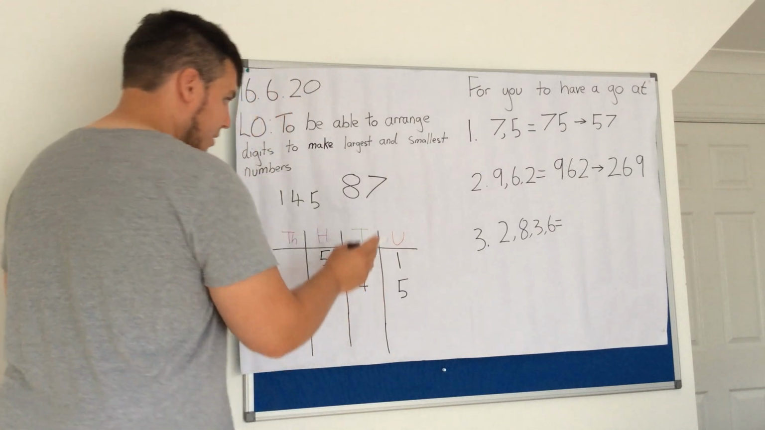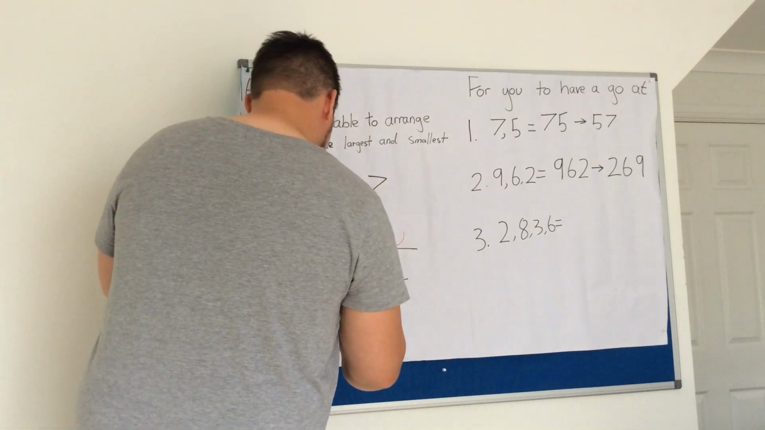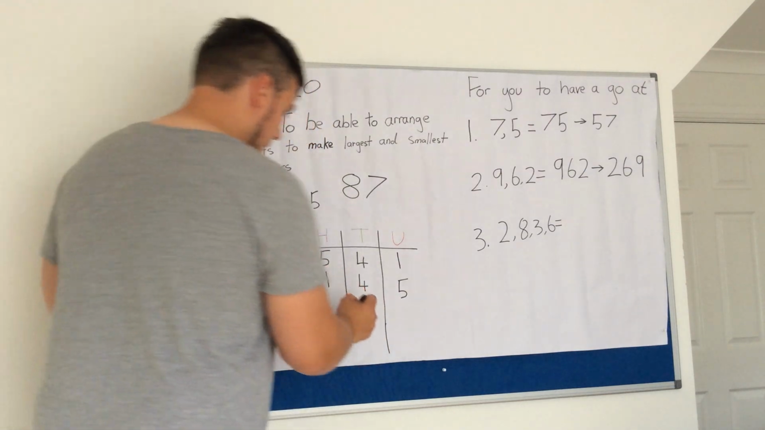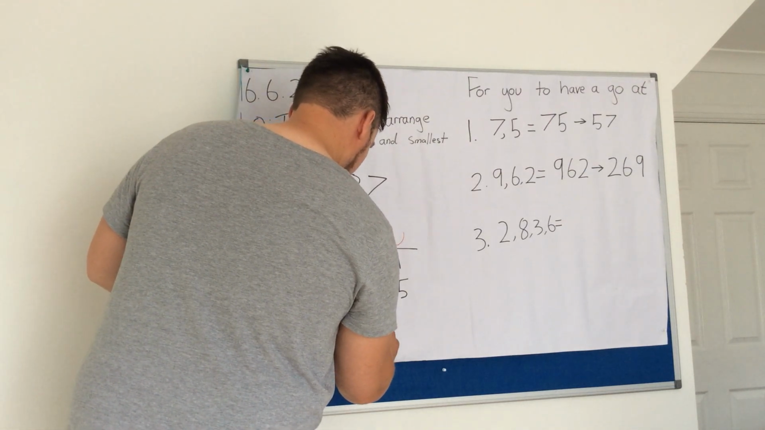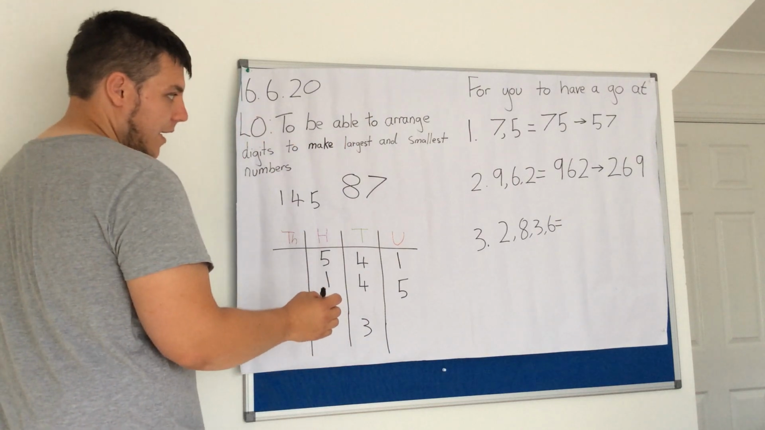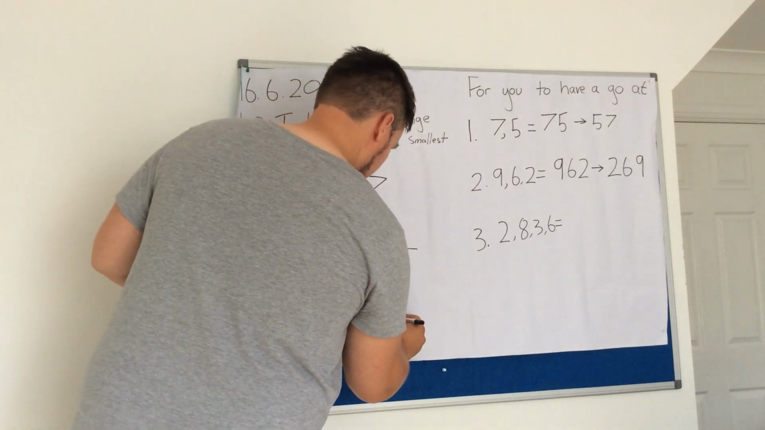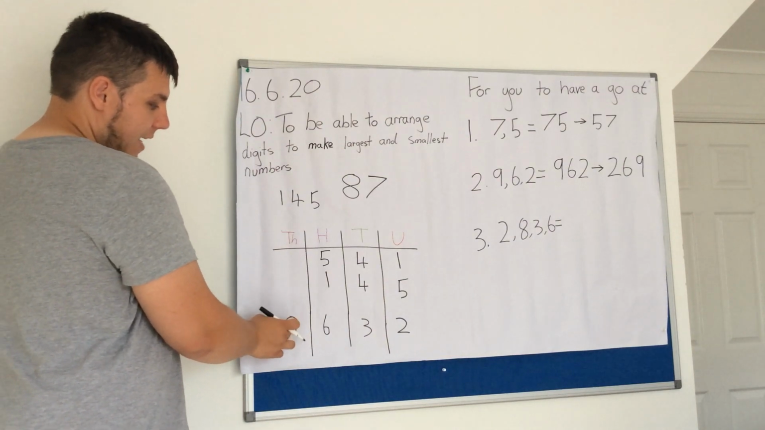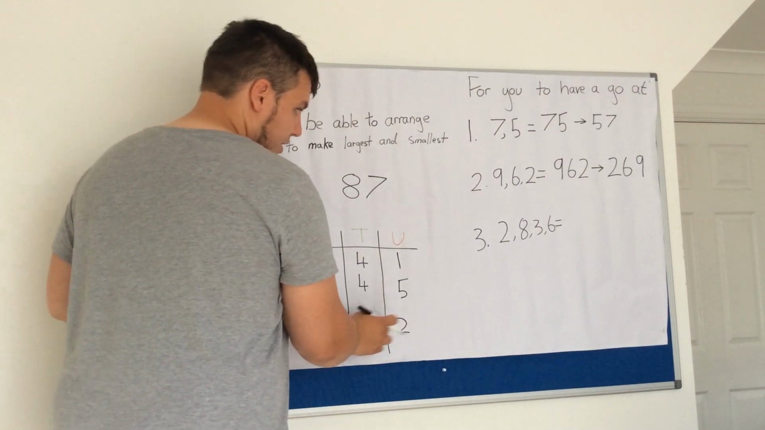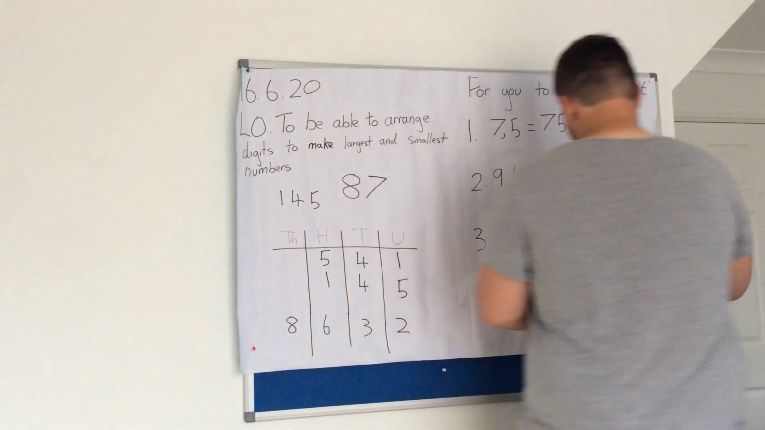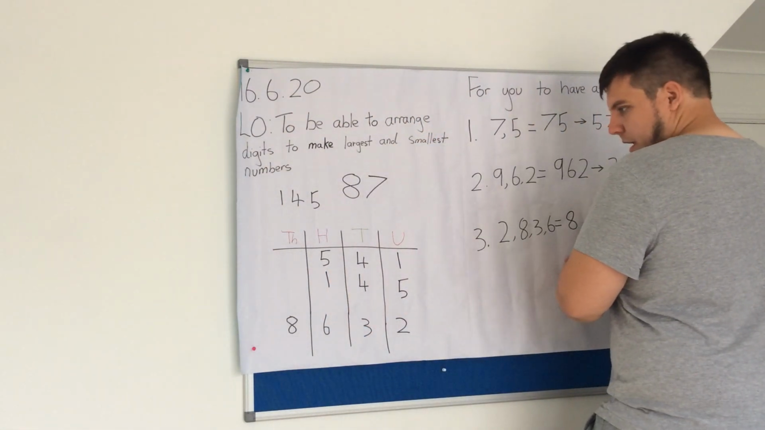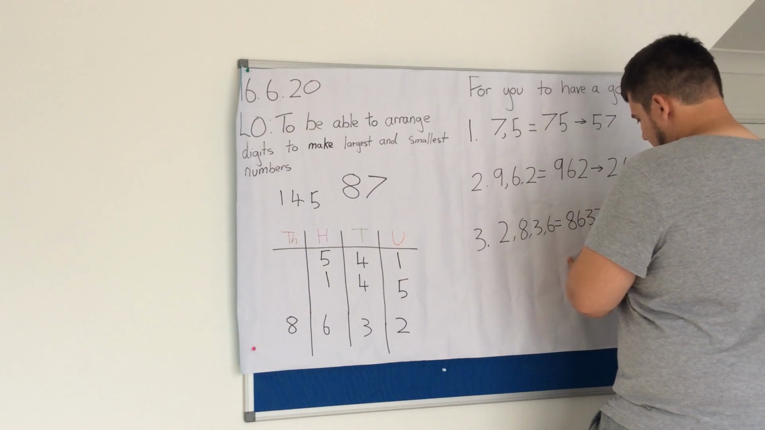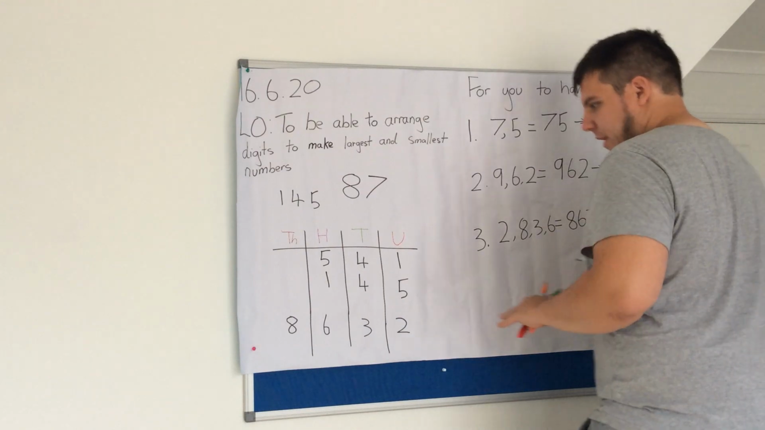Then my next number is going to be 6. It's going to go in my hundreds column. Then I'm going to have 3, and then the last one 2. Okay, so my biggest number has got the most value, so it's 8,632. I'll write that on there. 8,632 is my biggest number.